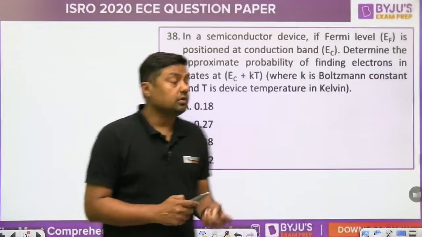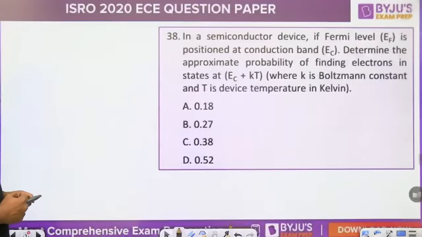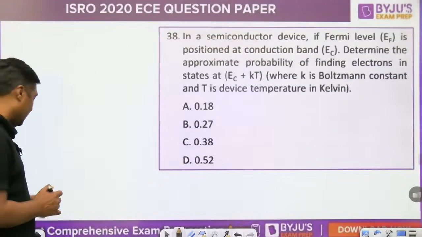Now I'm going to discuss the first question. In a semiconductor device, if the Fermi level is positioned at the conduction band, determine the approximate probability of finding electrons in the state at EC plus KT, where K is the Boltzmann constant and T is the device temperature in Kelvin.